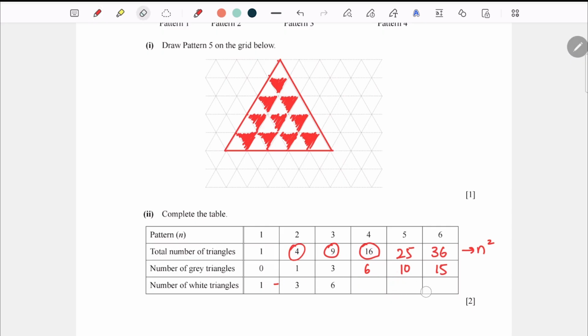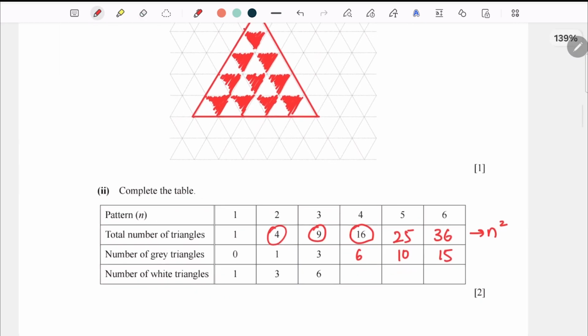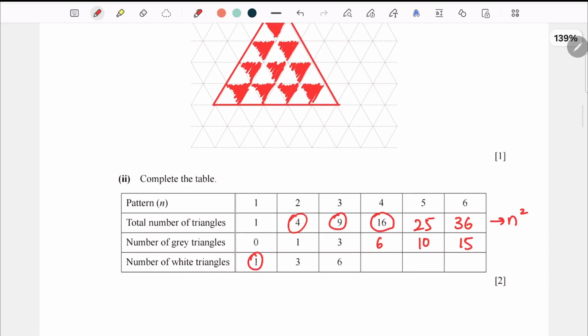Then the last line is the number of white triangles. In number of white triangles, this is 1. 1 plus 2 is 3. 3 plus 3 is 6. So we'll follow the same trend. Plus 4, that is 10. Plus 5, that is 15. And then plus 6, this should be equal to 21.